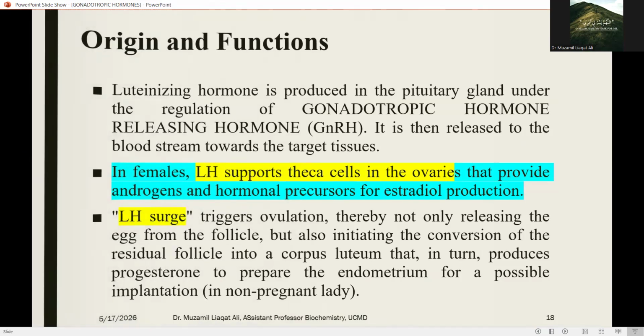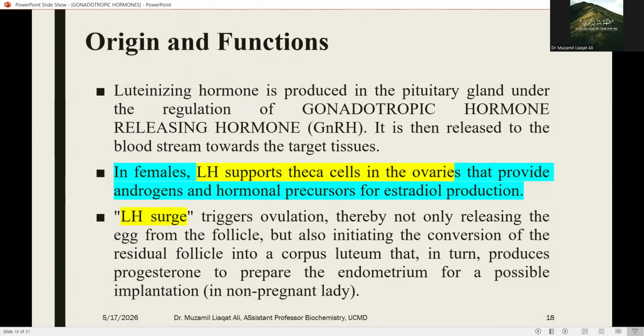So what about the functions of the LH? It acts on the theca cells to produce androgens, which are one of the precursors for estradiol. It also causes the mid-cycle LH surge, which triggers ovulation and conversion of the ruptured follicle into the corpus luteum. And the corpus luteum then secretes progesterone to prepare the endometrium for implantation.